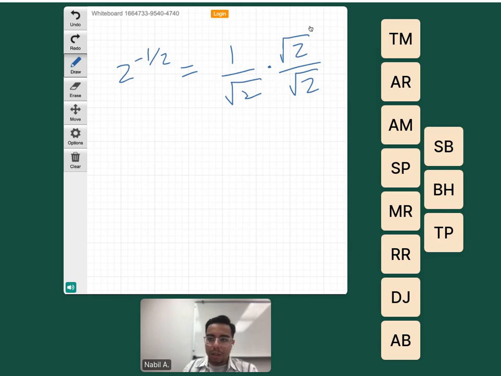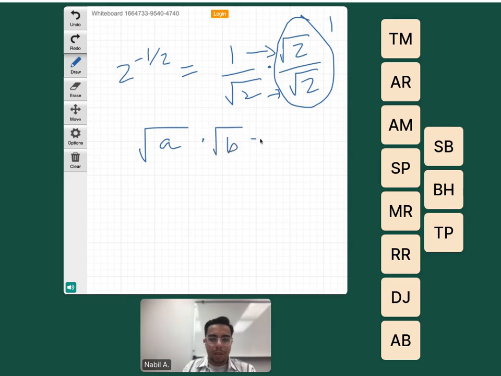Well, no, because think about it. All this is equal to 1. So it's still going to be the same number. So let's do that. 1 times root 2. Whenever we're multiplying fractions, by the way, we'll multiply straight away like that. Another rule I should also mention is, let's just say we have root A times root B. We'll basically just multiply the numbers inside the radical. So it'll just be root A times B.